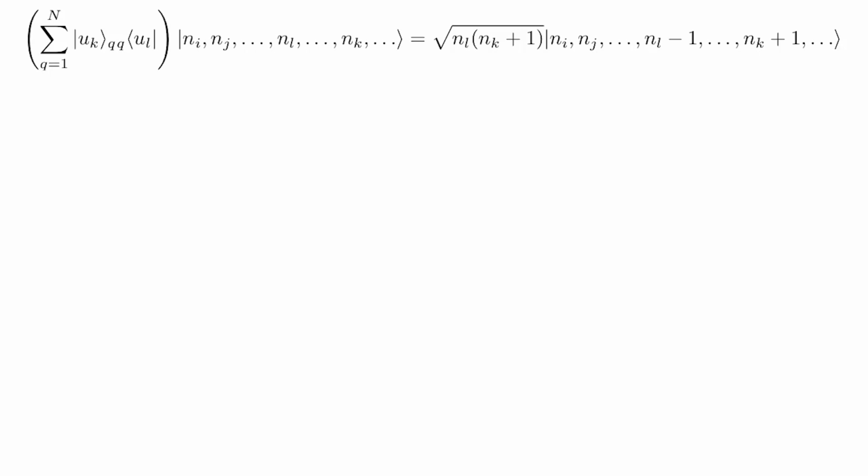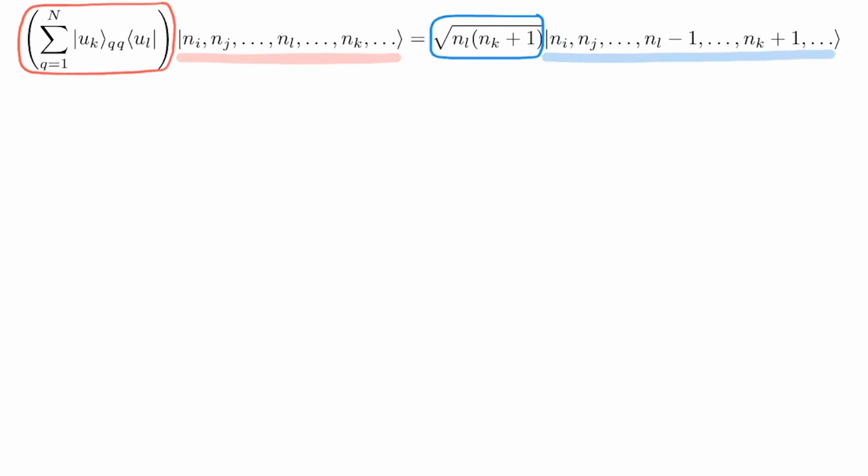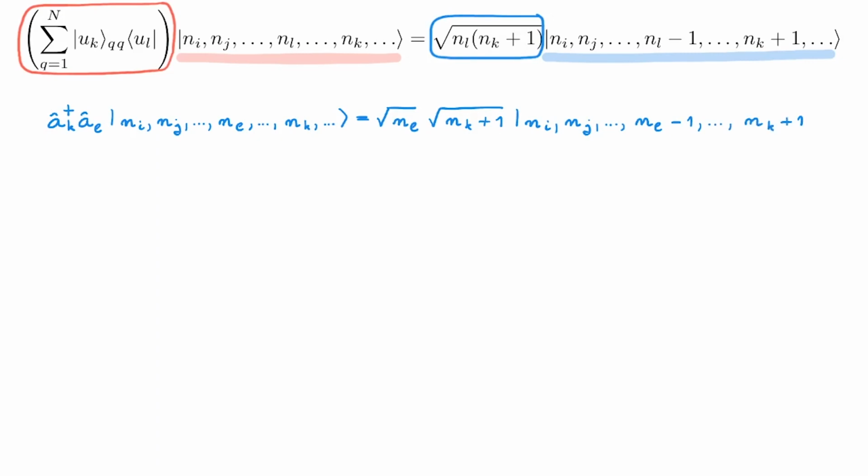We're almost done. Up here I have the latest result we obtained, relating the action of this operator on the original Fock state, and then obtaining this prefactor multiplying the new Fock state, in which we have removed one particle in a state nl and added a particle in a state nk. From the videos on creation and annihilation operators, we know that ak dagger al acting on a Fock state gives square root of nl times square root of nk plus 1, and then the Fock state in which we have annihilated a particle in state L and created a particle in state K. Comparing these two expressions, we can straight away identify the sum over Q of the outer products of the U bases as equal to ak dagger al.